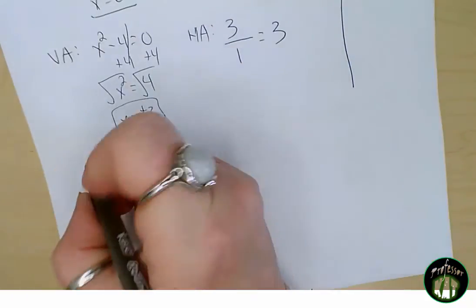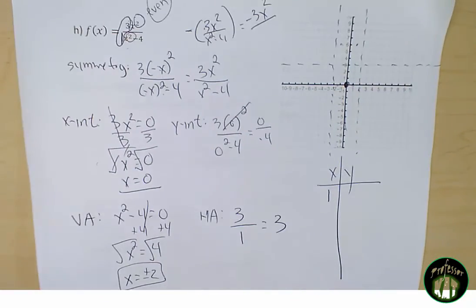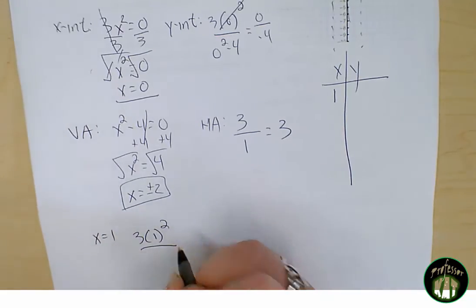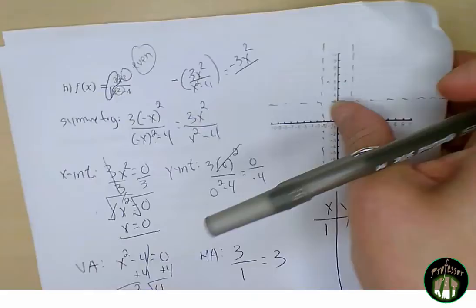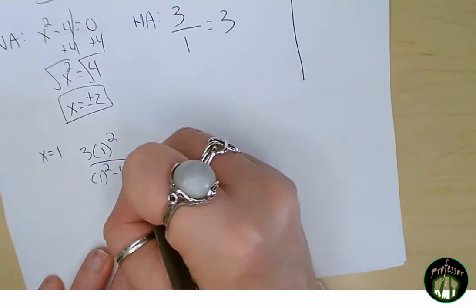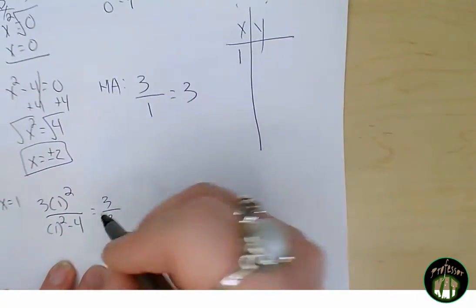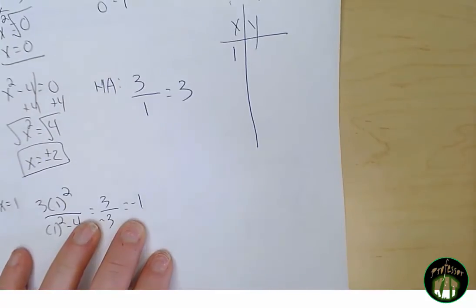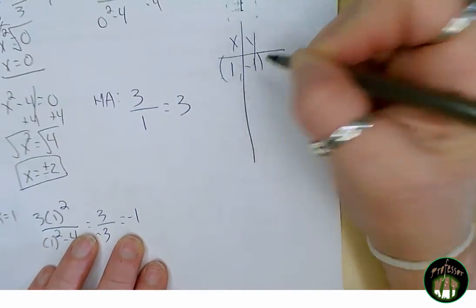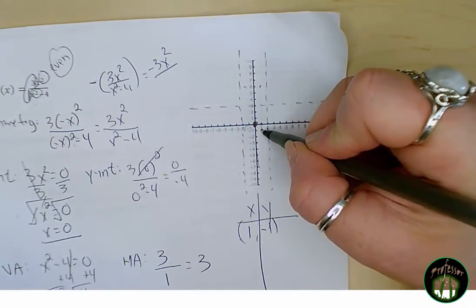So let's see, I'm going to plug in for x is equal to 1. So that means take our equation here, which is 3x squared over x squared minus 4. Simplify this. We're going to get a 3 up top and a negative 3 down bottom, leaving us with a negative 1. So when x equals a positive 1, y equals a negative 1. That gives me the point (1, -1).